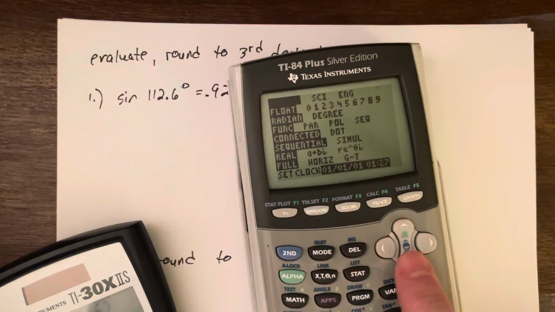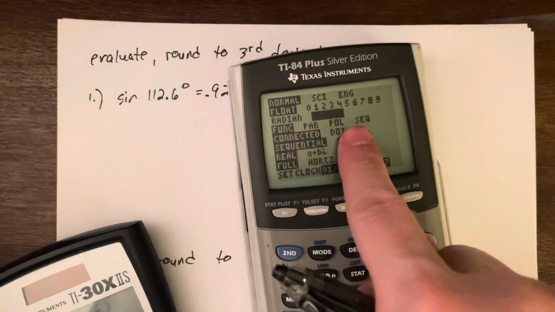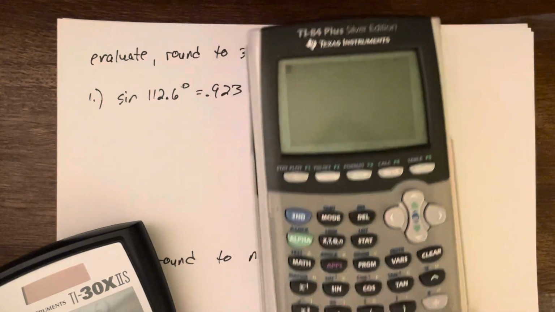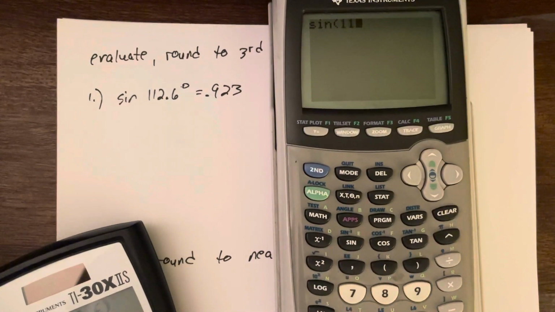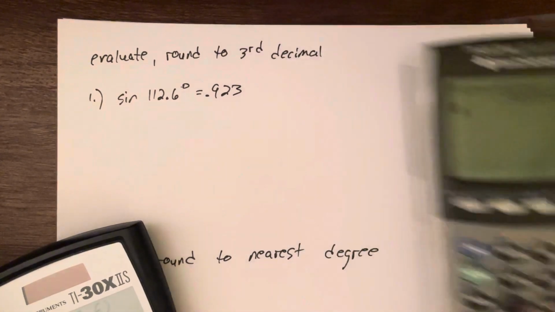Mode is still in radian, so go over and put myself in degree. Now I can enter sine 112.6. And of course, we get the same thing. Just that easy. Number two.